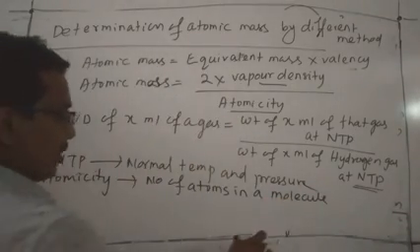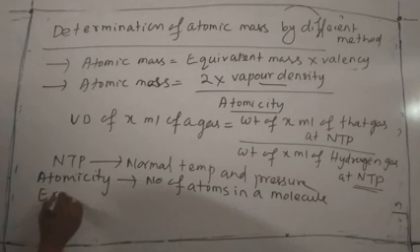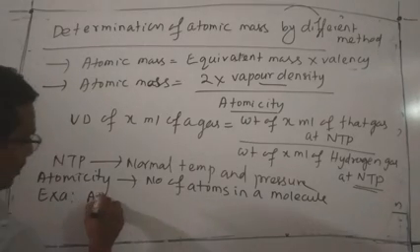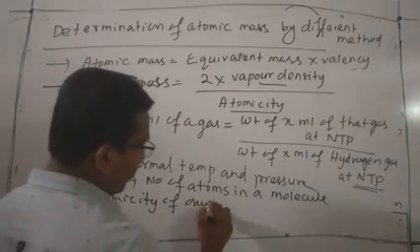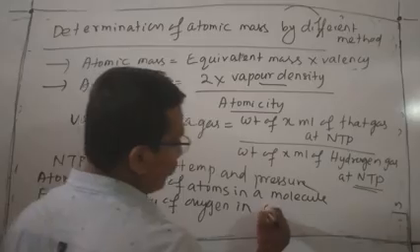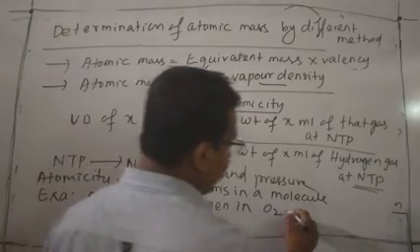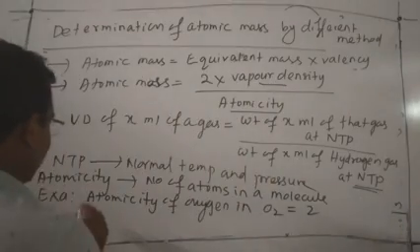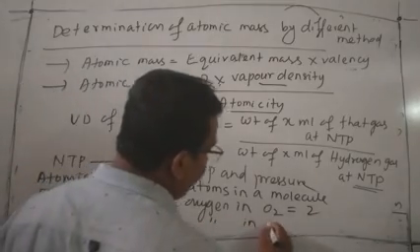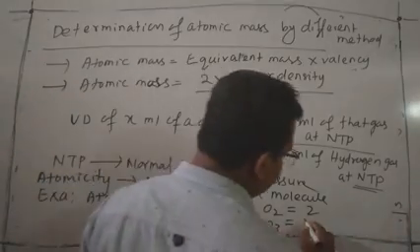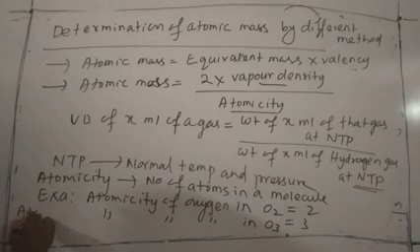The number of atoms present in a molecule is called atomicity. Suppose we take an example: the atomicity of oxygen in O2. O2 means there are two oxygen atoms, so the atomicity of oxygen in O2 is 2. Suppose a question asks the atomicity of oxygen in O3: it is 3.